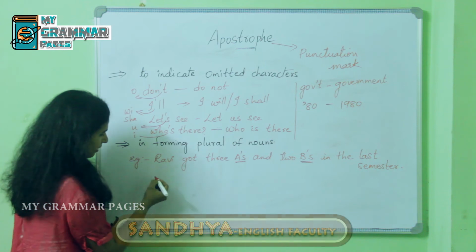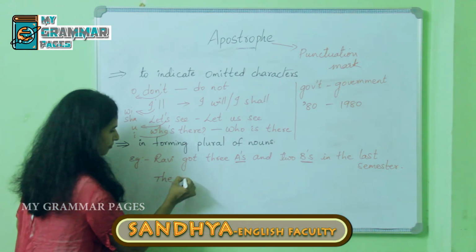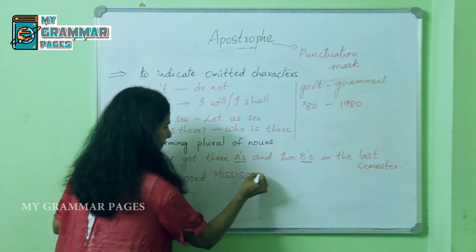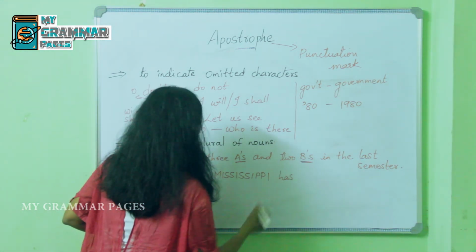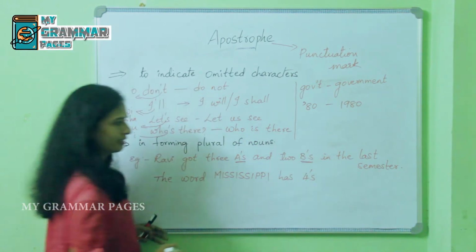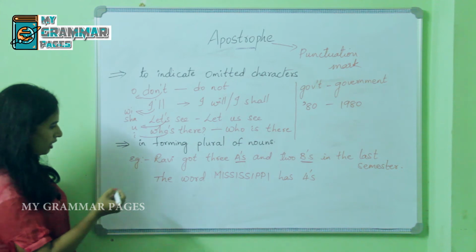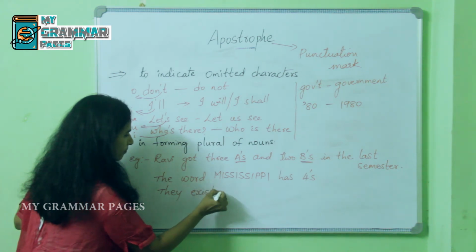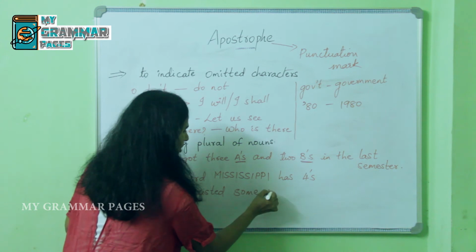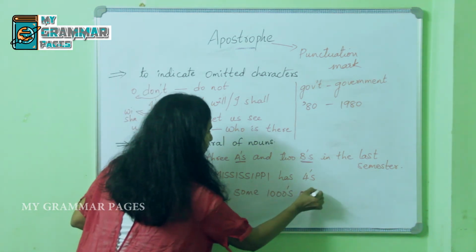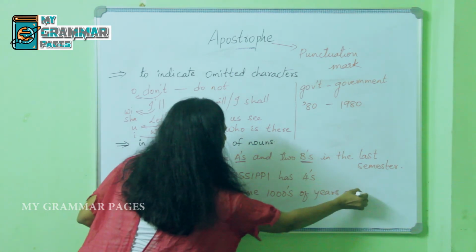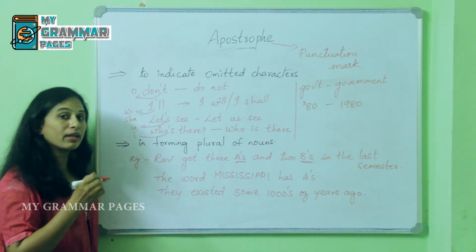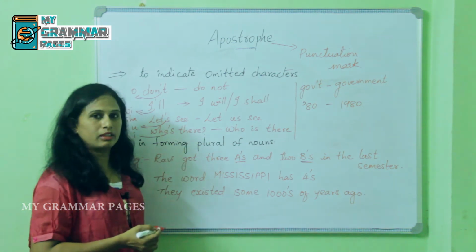Okay, and the next example is the word Mississippi has 4 I's. They existed some thousands of years ago. So these are the 3 examples which state that an apostrophe can be used when you are creating the plural forms of the nouns.